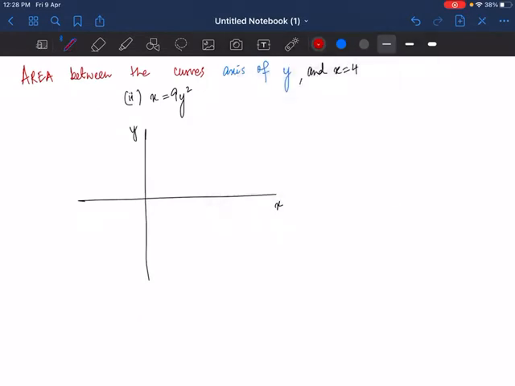Now y axis basically means what? They are talking about this line. Like this is y axis. Okay, so that's my axis of y. So this one is axis of y, or we can say y axis.